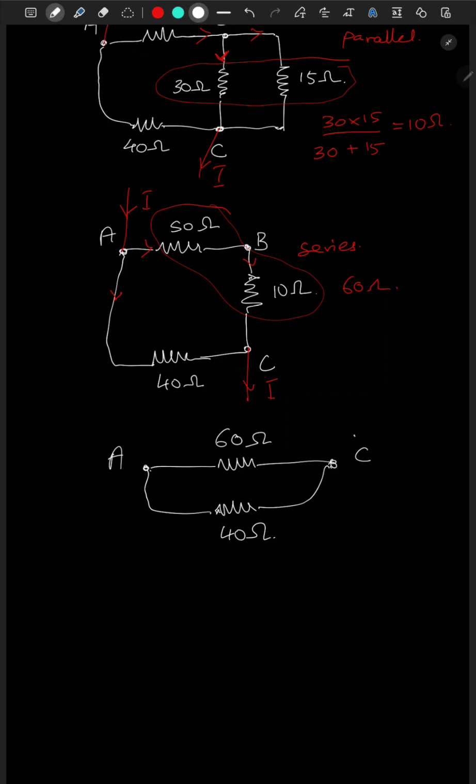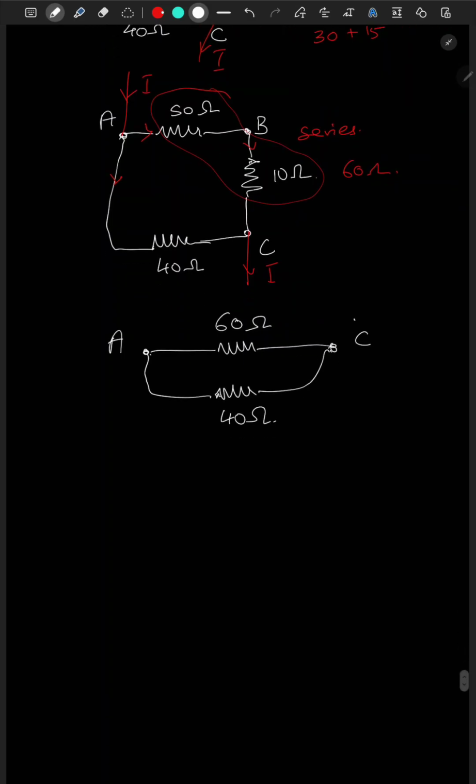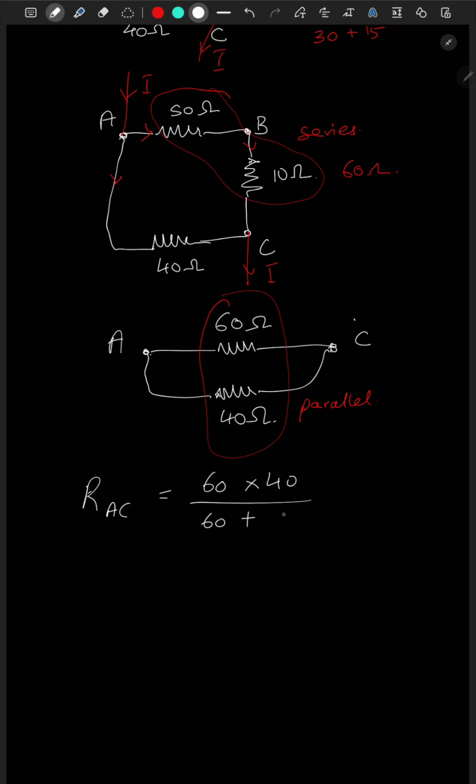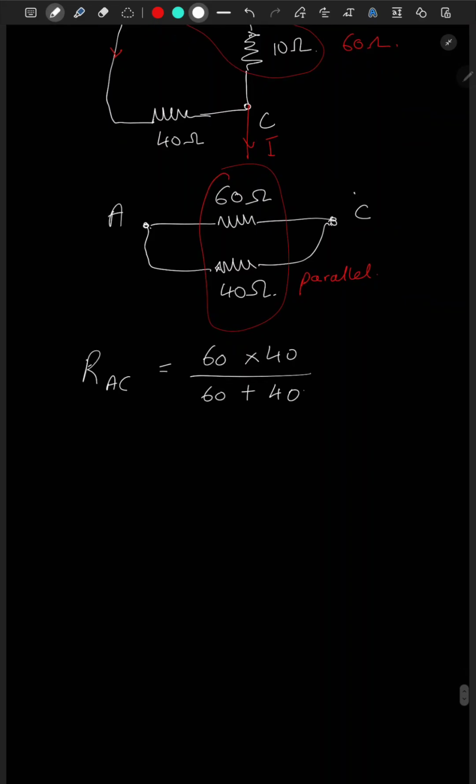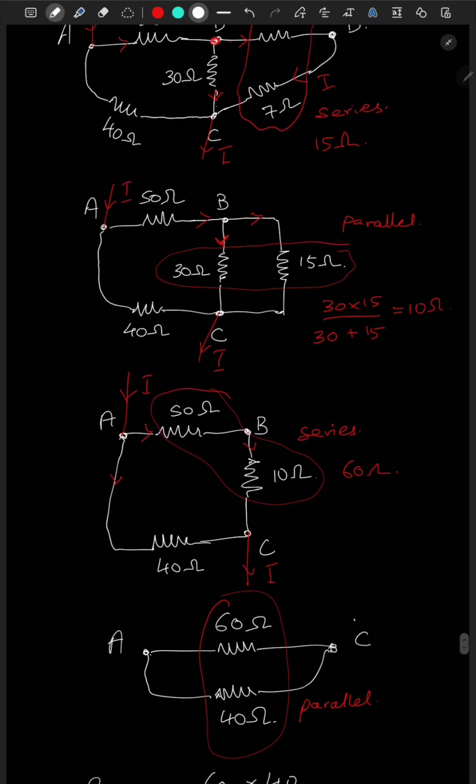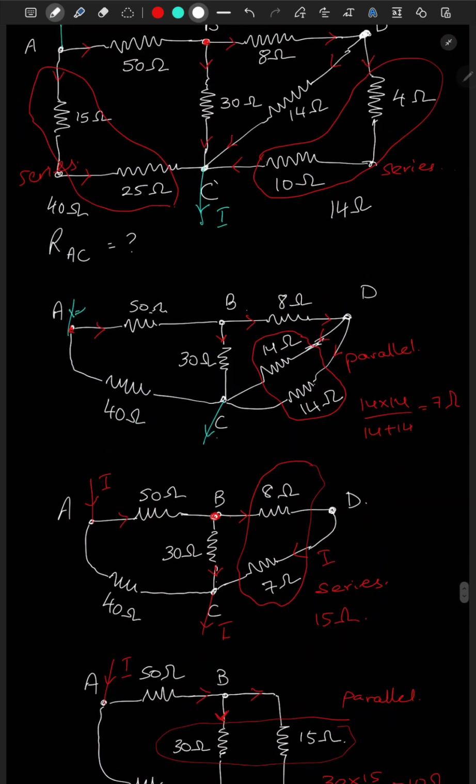Therefore, these two are in parallel. We have to take the product and divide by the sum. So RAC would be 60 multiplied by 40 divided by 60 plus 40. And this would give you 24 ohm resistance. So resistance from terminal A to C would be 24 ohm resistance.